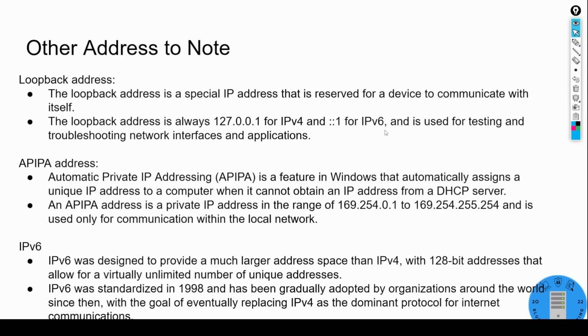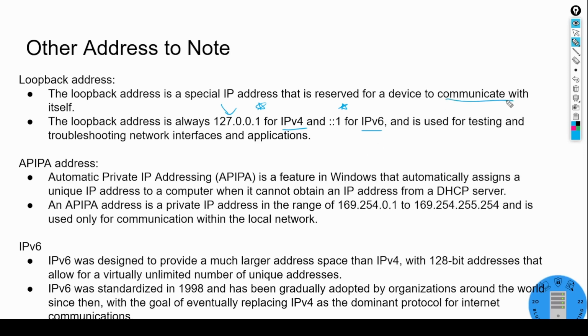Other addresses to note, starting with the loopback address. This is an address that is specially reserved for devices to communicate with themselves, and we use this for testing and troubleshooting. Right here, this is going to be your loopback address: 127.0.0.1 for IP version 4, and it will be ::1 for IP version 6. I would definitely memorize both of these numbers. The loopback address will be available on every single device, as it's internal to the device, looping back just information on itself.